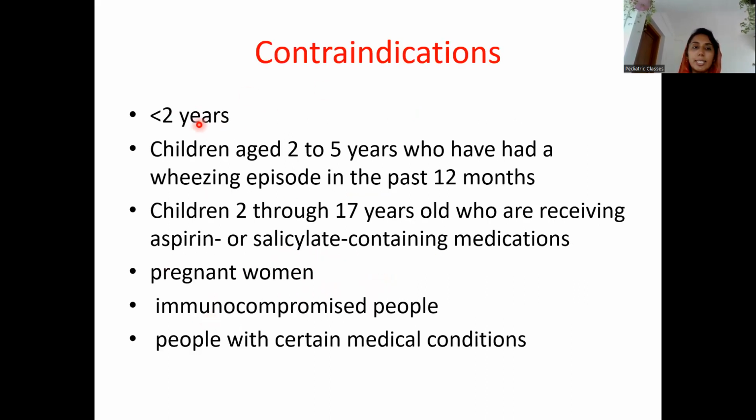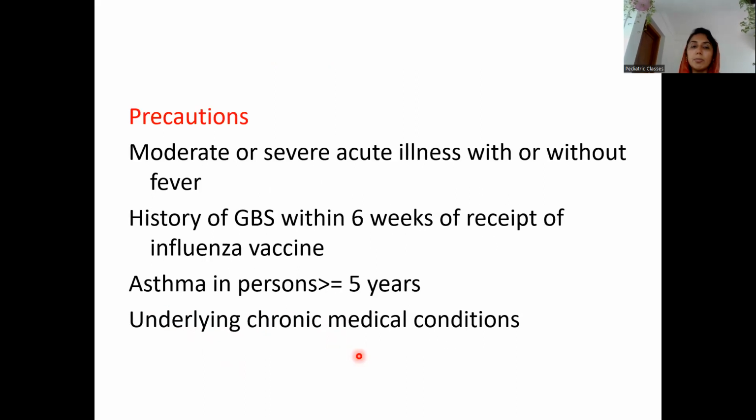But there are contraindications. Less than 2 years, you should not be giving. 2 to 5 years who have had a wheezing episode in the past 12 months, we also don't recommend the nasal vaccine. 2 years to 7 years who are receiving aspirin or salicylate containing medications, live attenuated vaccines are also not recommended. They are also not supposed to be given to pregnant ladies, immunocompromised people or persons with certain medical conditions.